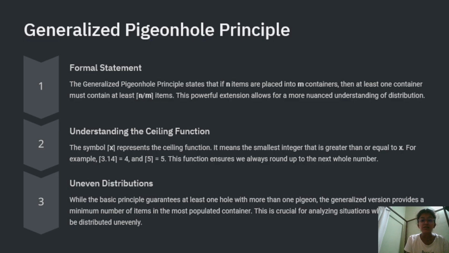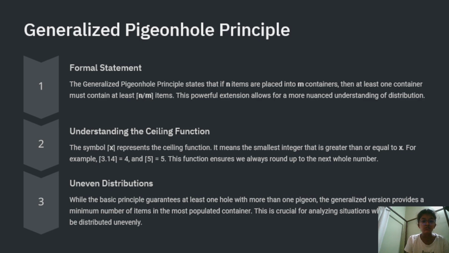The symbol ⌈x⌉ represents the ceiling function. It means the smallest integer that is greater than or equal to x. For example, ⌈3.14⌉ is equal to 4 and ⌈5⌉ is equal to 5. This function ensures we always round up to the next whole number.